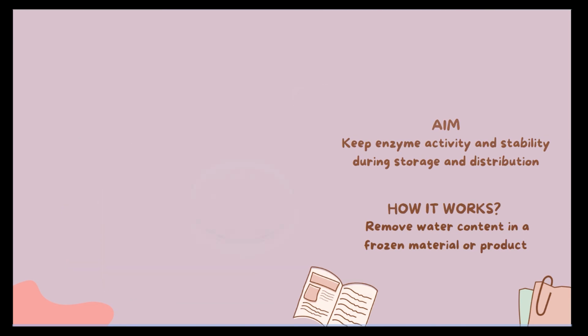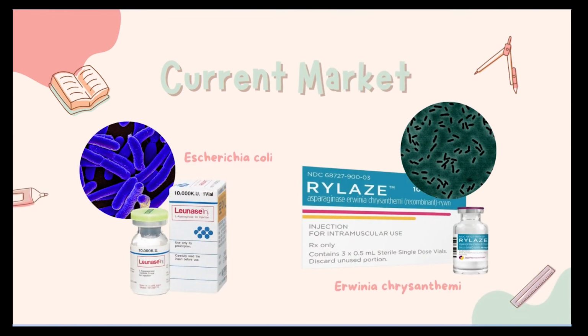Nowadays, industrial production is carried out using Aspergillus and Erwinia chrysanthemi. So researchers have conducted new studies aiming to enhance the production and search for other microorganisms that can act as an L-asparaginase source, like other bacteria strains, fungi, and yeast.